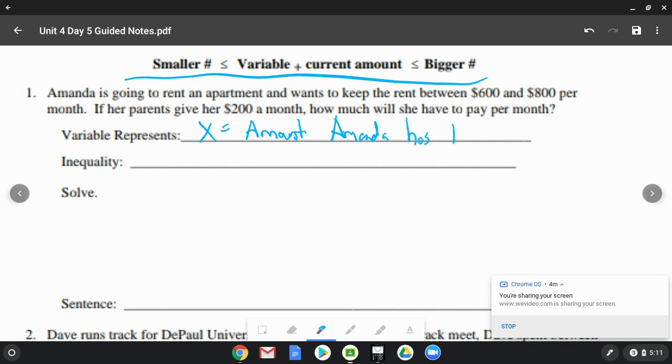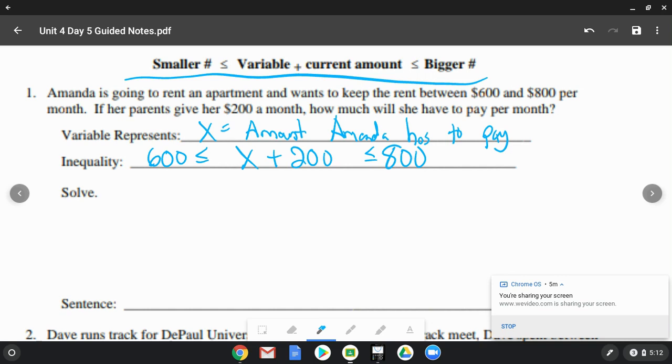Because her parents are going to help her out a little bit. And she already knows that she wants to only spend between 600 and 800. So 600 is my smaller number. 800 is my bigger number. I know that I have a less than or equal to in between each of these. So now we just got to figure out this middle. Well, it says her parents give her 200, and we got to figure out her amount. So x plus 200 sounds good to me, because the x is how much she's going to have to pay, and her parents already pay 200 every month, helping her out a little bit. Must be in college or something.